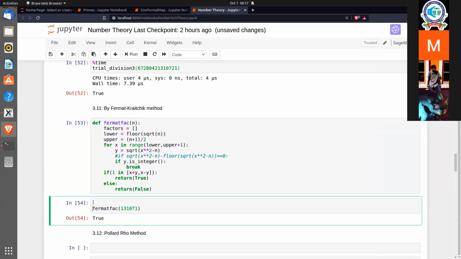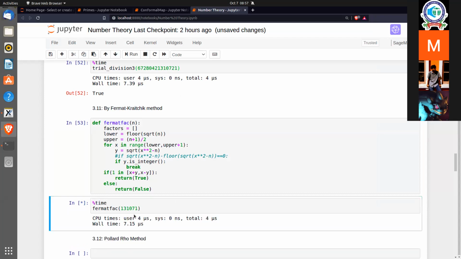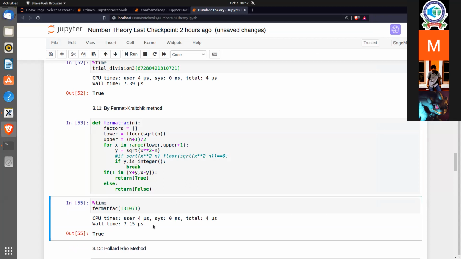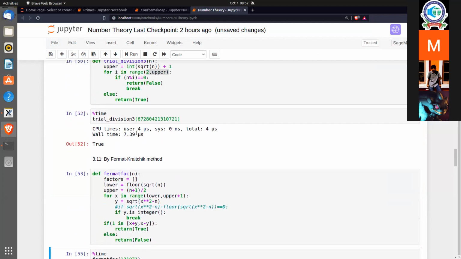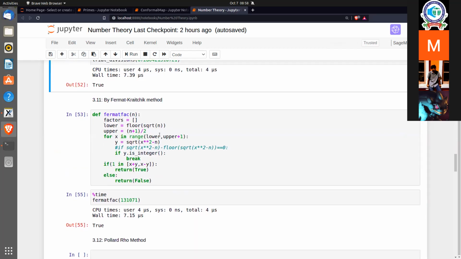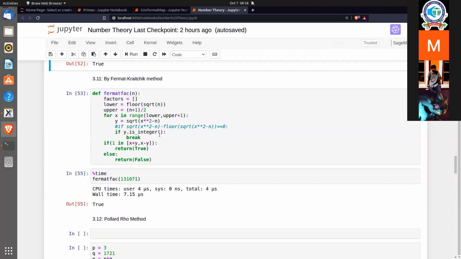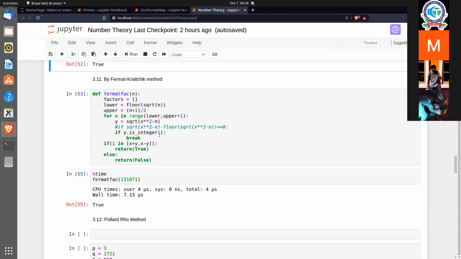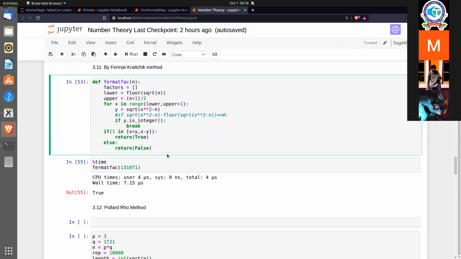So for instance, if I just look at how much time it's taking here, it's taking 7.15 seconds. But our trial division, the iteration that we made, could already test a way bigger number in roughly the same amount of time. So that is one drawback of Fermat factors. Okay, so this is one last algorithm that I want to cover here for primality testing.